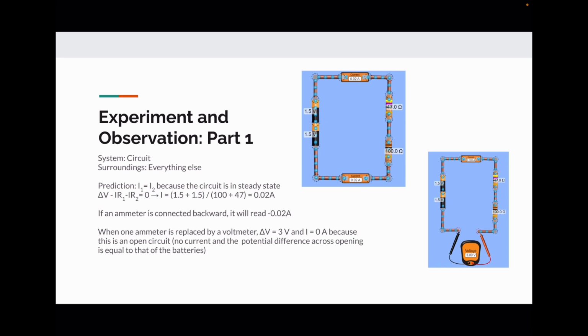If one of the ammeters is connected backward, it will read negative 0.02 amps because the current will be flowing the opposite way through the ammeter. When one ammeter is replaced by a voltmeter, delta V is equal to 3 volts and the current is 0 amps because this is an open circuit. Therefore, there is no current flowing and the potential difference across the opening is equal to that of the batteries.